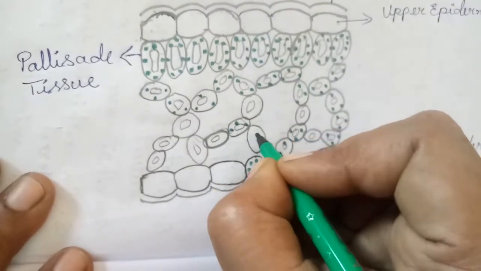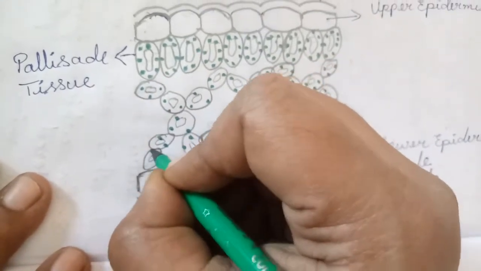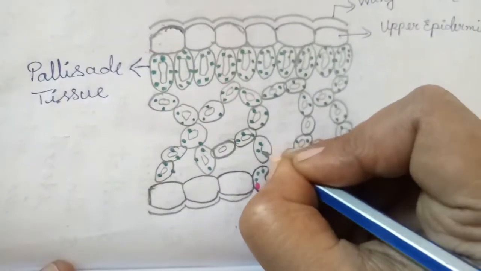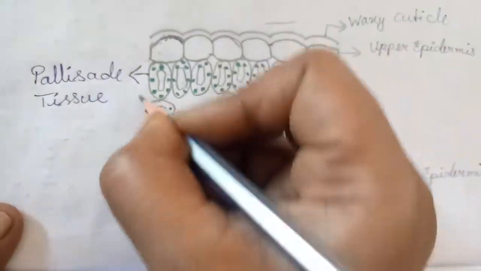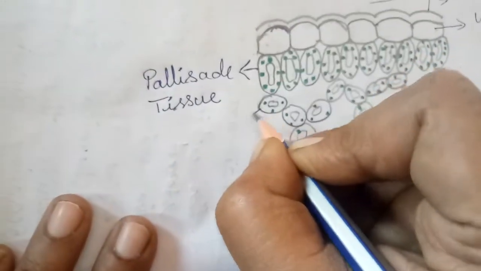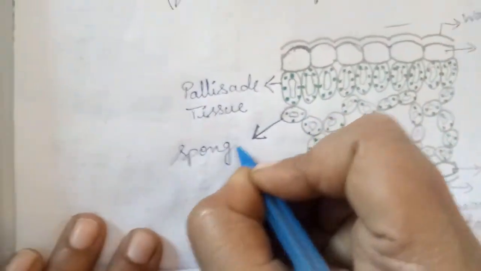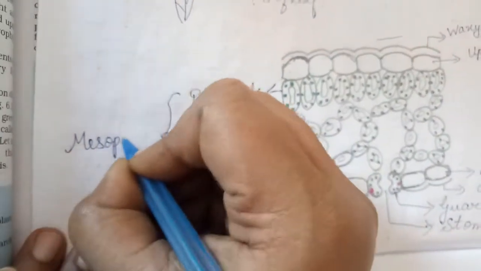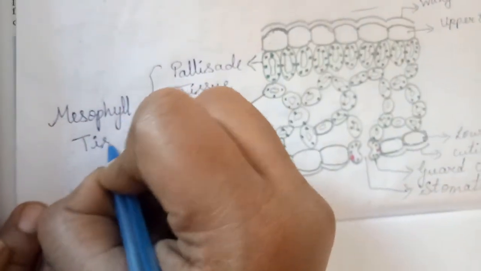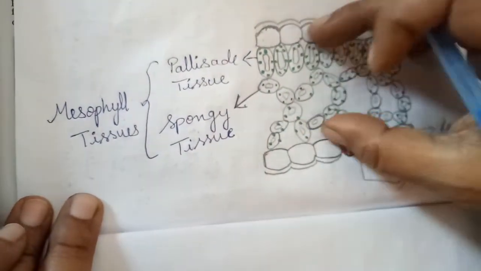Here you can see very less number of chlorophyll pigments are present. So what is this tissue called? This tissue name is spongy tissue or spongy parenchyma, and both together make the mesophyll tissue. Both together is called the mesophyll tissues. So mesophyll tissues are two types, palisade and spongy. So all together we see both of these present in the leaf.